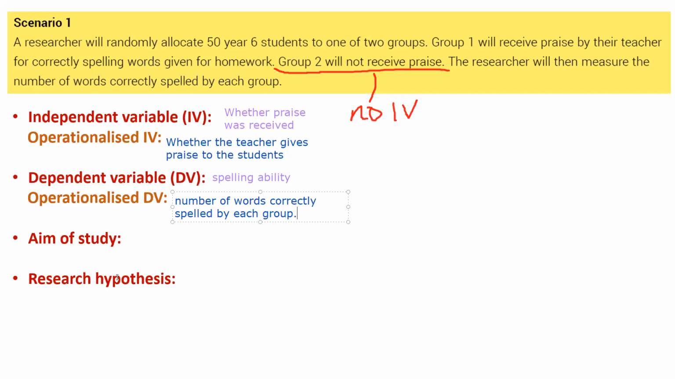And the praise is the variable we're controlling. So the teacher praises one group, which is group 1, and doesn't praise group 2. Okay, so because one group is getting the IV and that's the experimental group, and one group is not getting the IV and that's the control group, it's clear that praise is going to be our IV for this example.